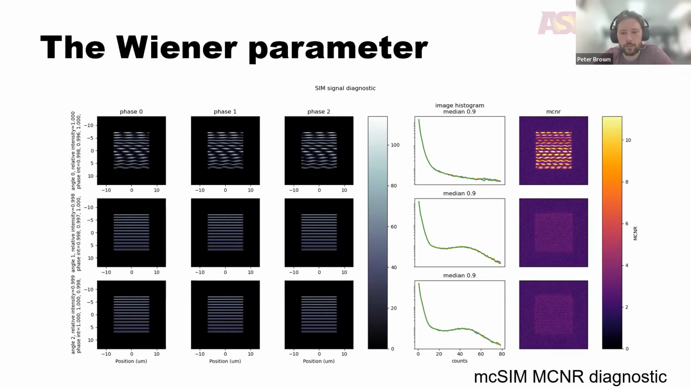Now we're looking at our MC&R diagnostic plot. Again, showing you the raw SIM images. You can see the maximum photon number is something on the order of 100 photons here, and we're achieving a nice modulation contrast to noise ratio of over 10 on this data.